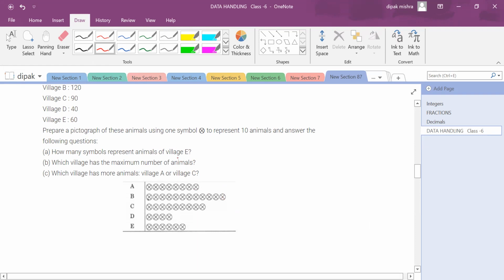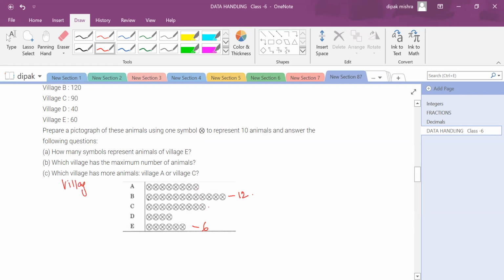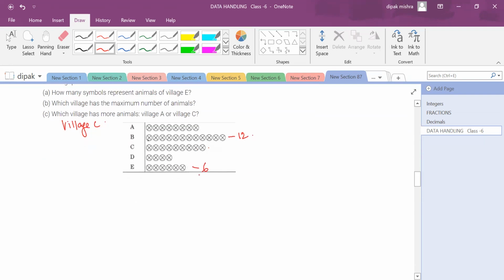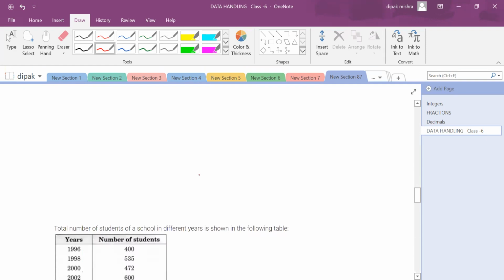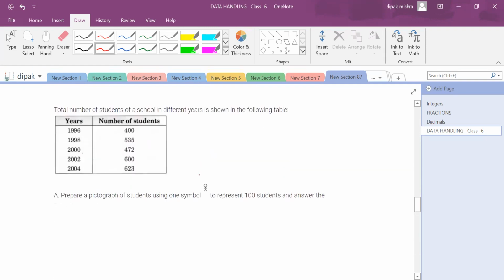How many symbols represent the animals of village E? Village E is represented by 6 symbols. Which village has the maximum number of animals? From the graph, you can see the maximum number of animals is in village B, which has 12 pictures. Which village has more animals, village A or village C? Village A has 8 symbols, but village C has 9, so village C has more animals. So this is how we present data in a pictograph. Let's move on to the next question.